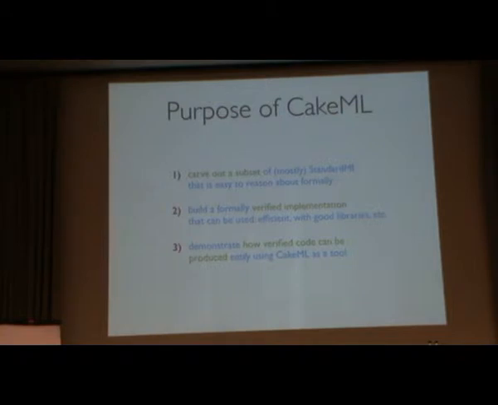So the purpose of CakeML is to find a subset of standard ML, or mostly standard ML, which would fit this purpose of being easy to reason about. To also have verified implementations of them that are efficient, and have good libraries, and so forth. And then we want to demonstrate that you can actually do good reasoning about it, and that you can that way produce code that you can use. CakeML is a good tool in this chain of producing verified code.